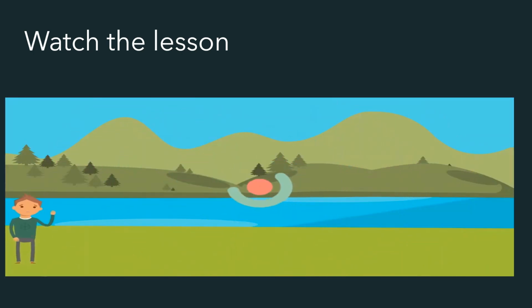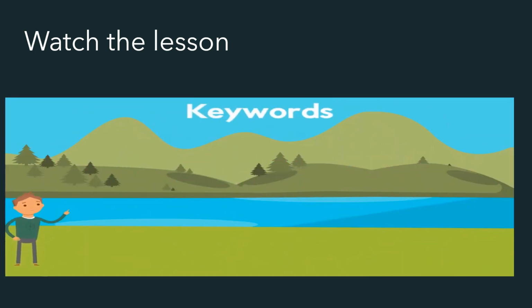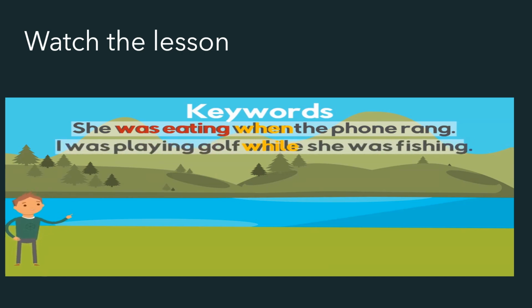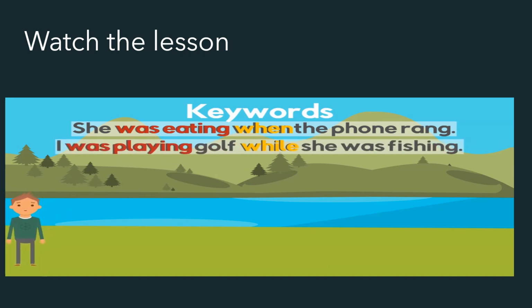Here are some of the key words we use with past continuous. When. She was eating when the phone rang. While. I was playing golf while she was fishing.